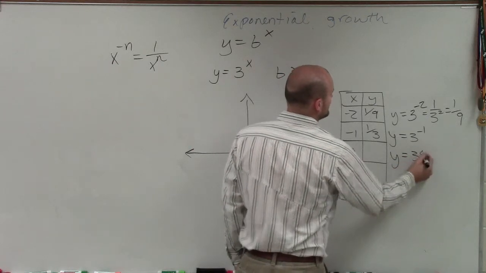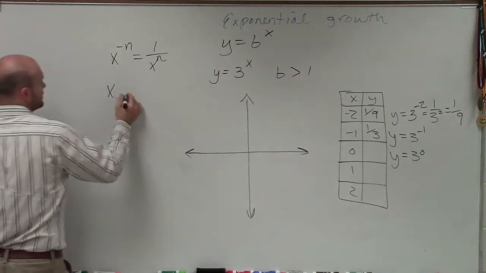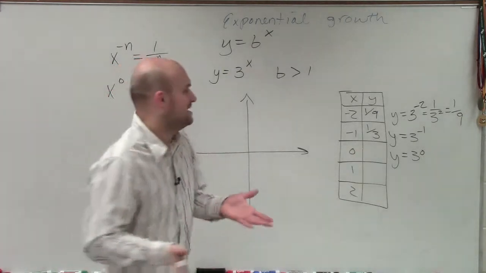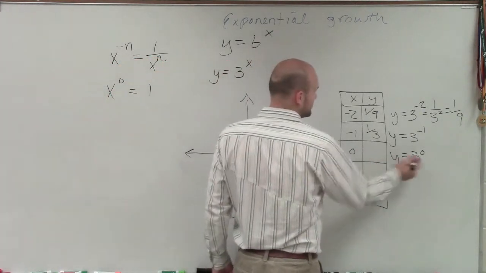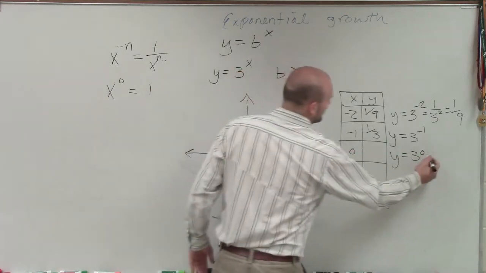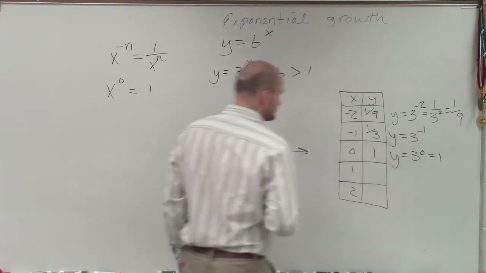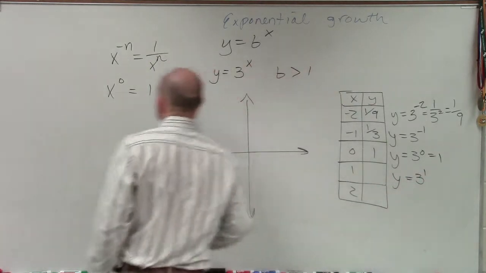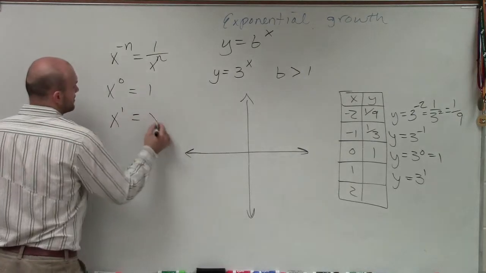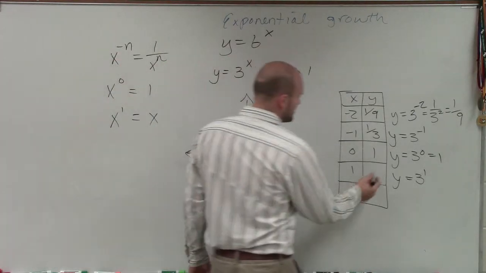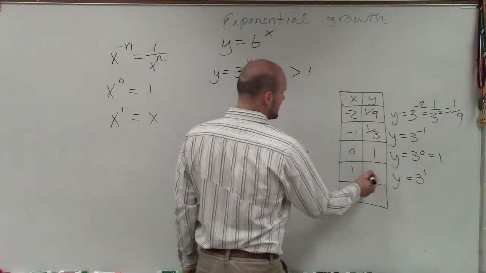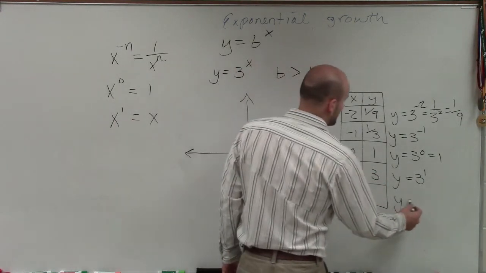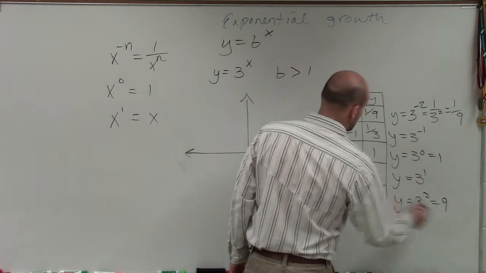Y equals 3 to the 0. Please remember that our other rule is x raised to the 0 always equals 1. So it doesn't matter what the base is, your value is always going to equal 1, not 0. Then we have y equals 3 to the 1st power. The next rule is x raised to the 1st power is always going to equal x. So when x equals 1, y is going to equal 3. And then we have y equals 3 squared, which equals 9.